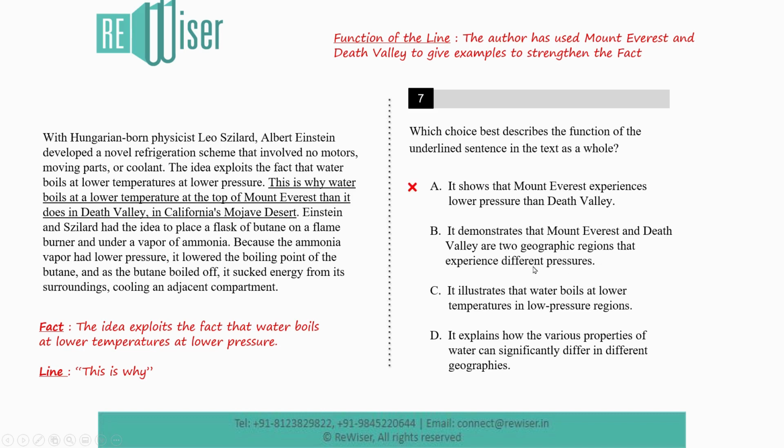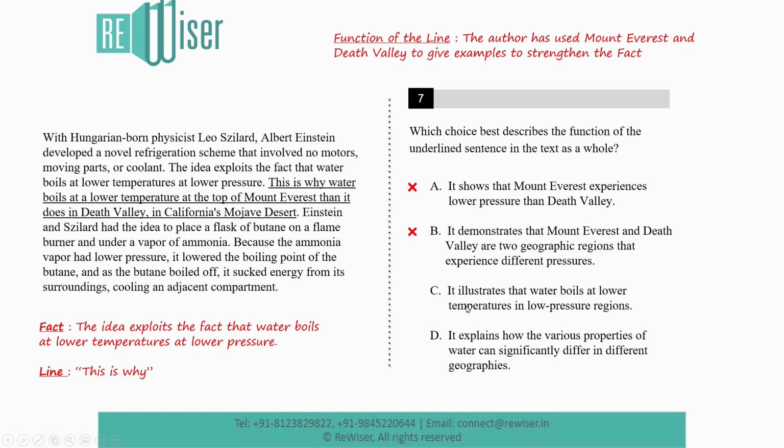Moving on to option B. It demonstrates that Mount Everest and Death Valley are two geographic regions that experienced different pressures. Now B may be factually correct, but again it does not appropriately describe the purpose of the underlined text. The purpose of the underlined text is to strengthen the fact given in the previous line. So B can therefore be eliminated.